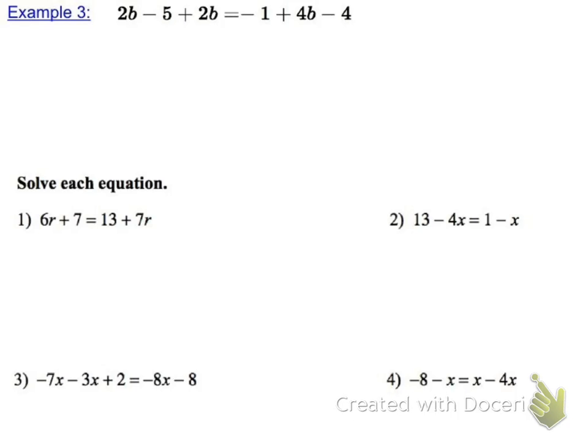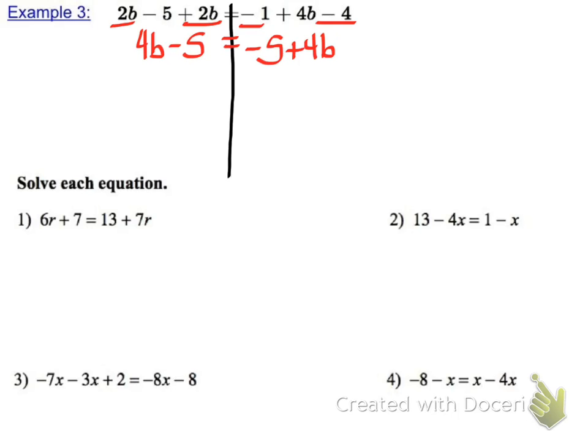Now let's take a look at the next example, example 3. So now we're solving for b. So start with our line, and then think through our strategies. We want to start by getting the b's together and alone. So on the left, I can combine the two b's to get 4 b's total, and I still have the minus 5. On the right, the minus 4 and the minus 1 can be combined to give me negative 5, plus 4b still.